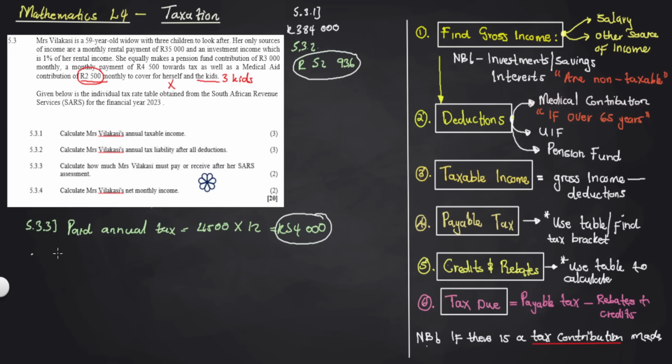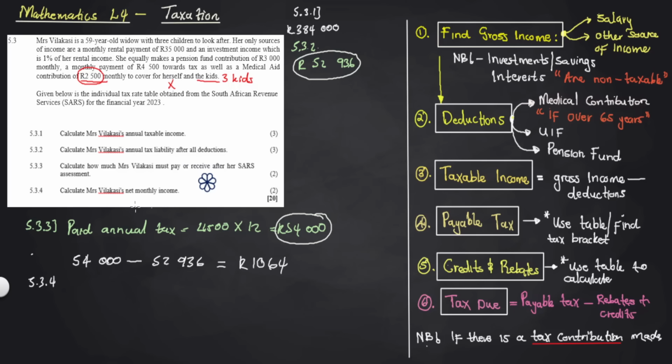Therefore, I think it's obvious: this is how much she paid SARS, and SARS requires this amount of tax due. Taking the difference between the two values, 54,000 minus 52,936, SARS owes her how much? 1,064.